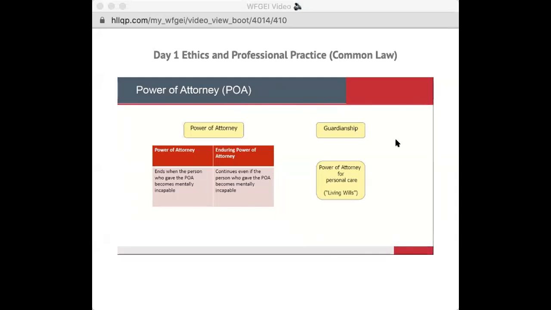In that case, you have basically two kinds of power of attorneys. The first one is what they call a limited power of attorney. That's what we're talking about here. The power of attorney ends when the person who gave the POA becomes mentally incapable. So this is very much a limited power of attorney.